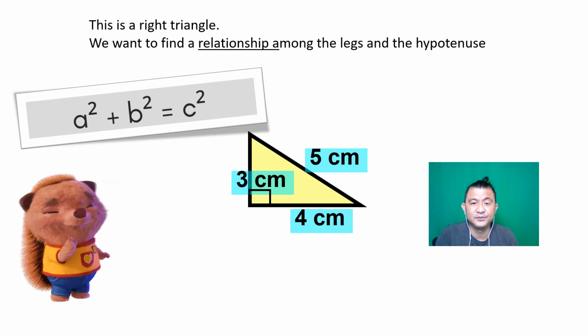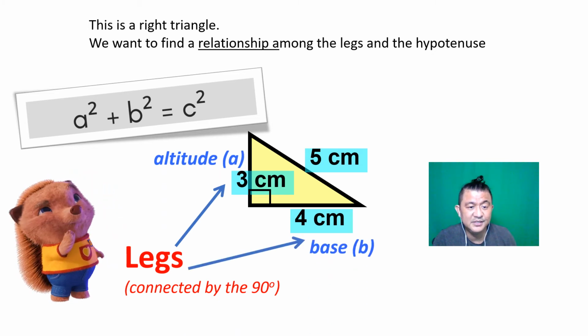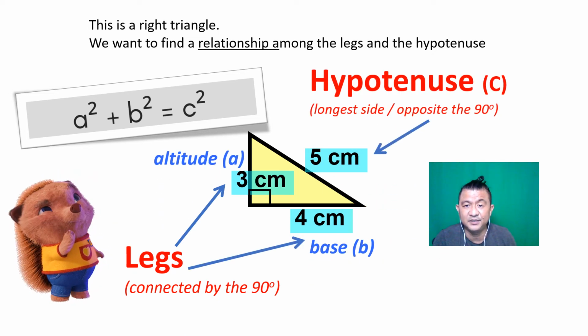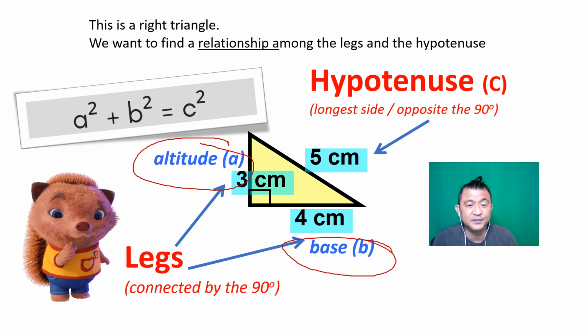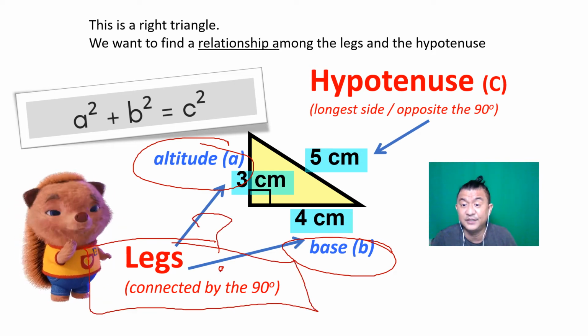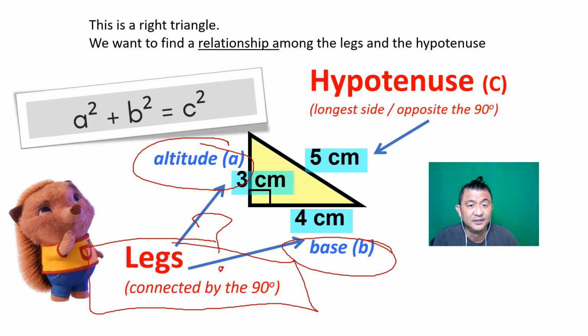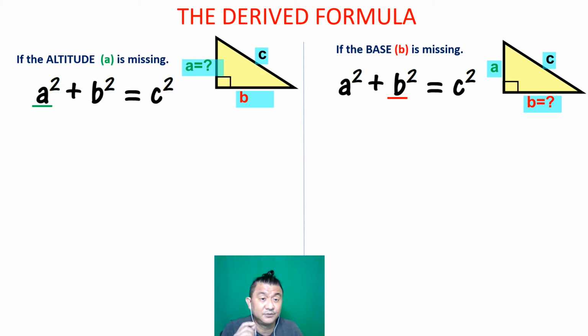Okay, so we know that these are the legs, the A and the B. We know that this is the hypotenuse, the longest side C. And remember last time this was missing. Now today our focus is the altitude and the base, or simply the legs. We will be solving for the legs if they are missing. Again, remember this formula. Now let's try to derive the formula if the altitude or the base is missing.